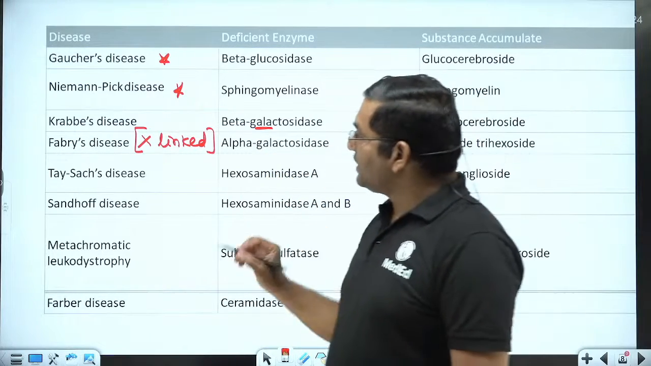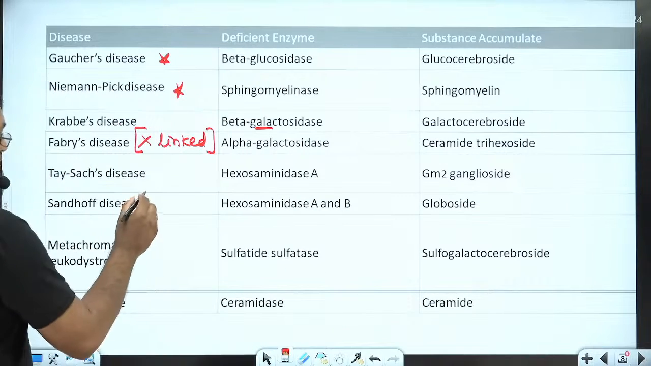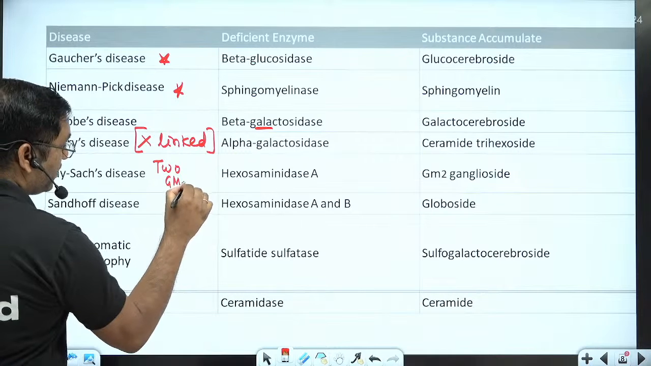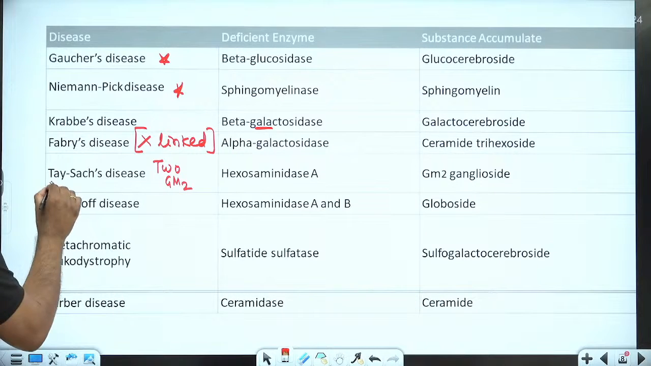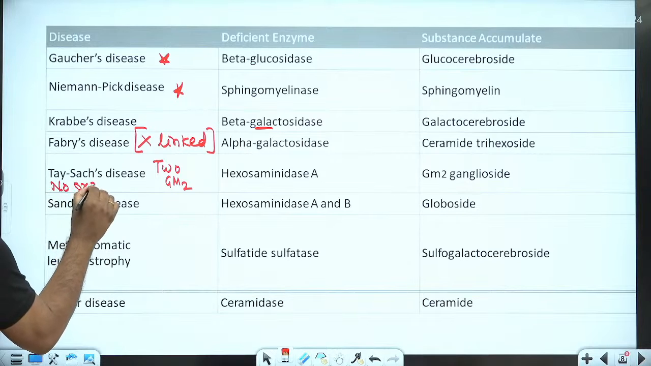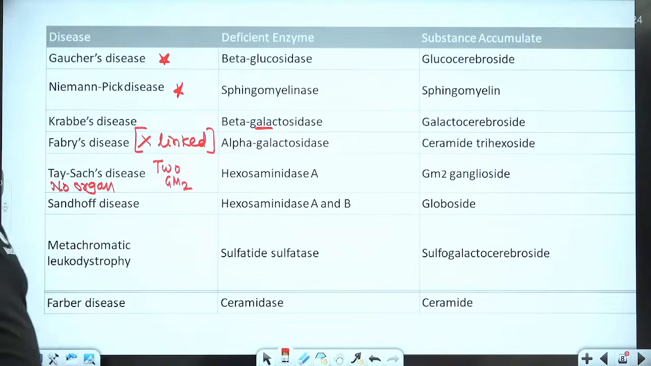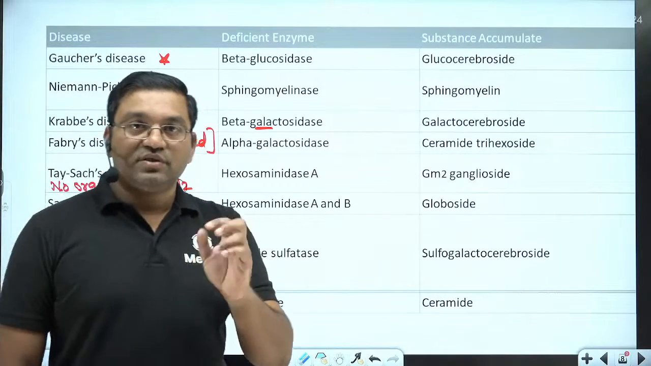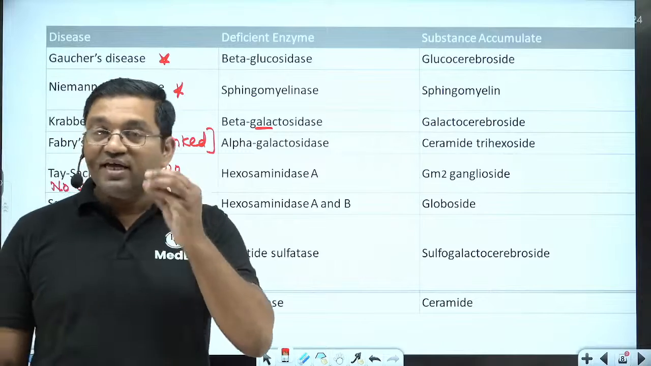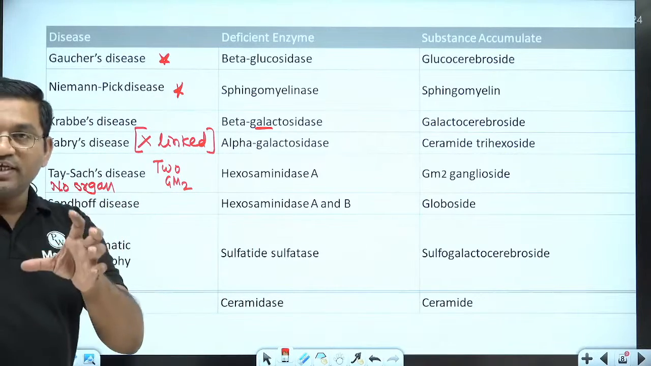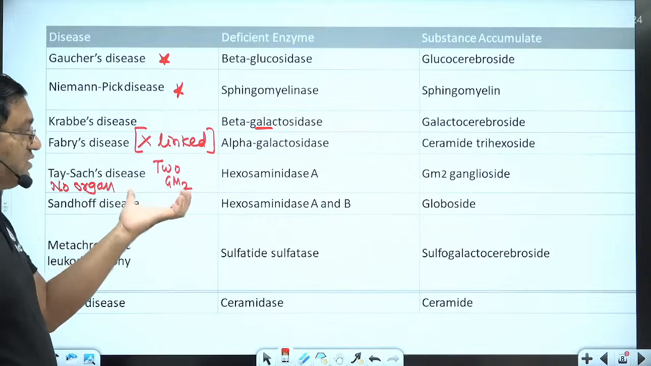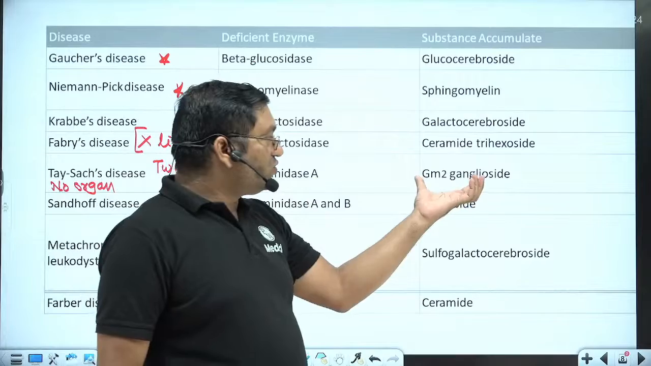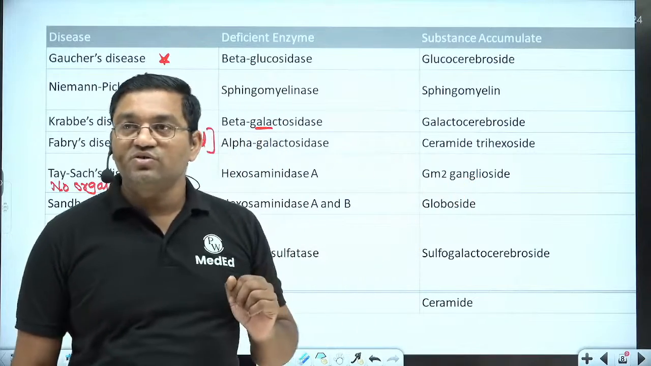Okay, then Tay-Sachs disease, this is again important. Tay-Sachs disease is a GM2 gangliosidosis with no organ involvement. The typical feature is progressive neurological involvement, and second is eye involvement. So liver and spleen are particularly not involved in Tay-Sachs disease, due to hexosaminidase A defect. The accumulated product is GM2 ganglioside.